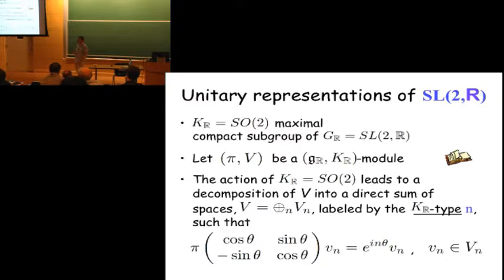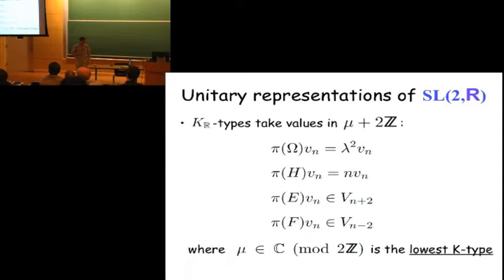In the present case, again, K_R is just a circle group of rotation, so V can be decomposed into a direct sum of components, each labeled by what's called a K-type. This little n is what's referred to as the K or K_R type, and it basically is the weight of how the circle acts. By definition, we'll say that a vector belongs to space V_n if this holds. Now, this was essentially a definition, in fact, a standard one.